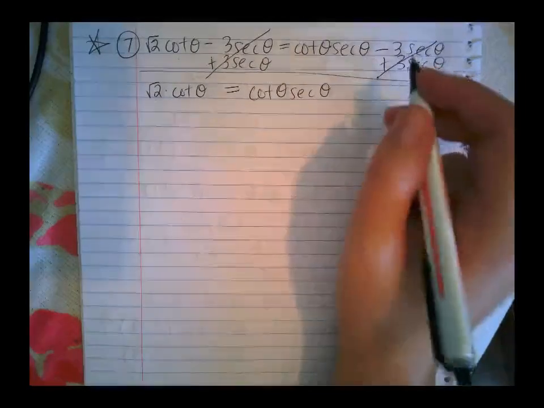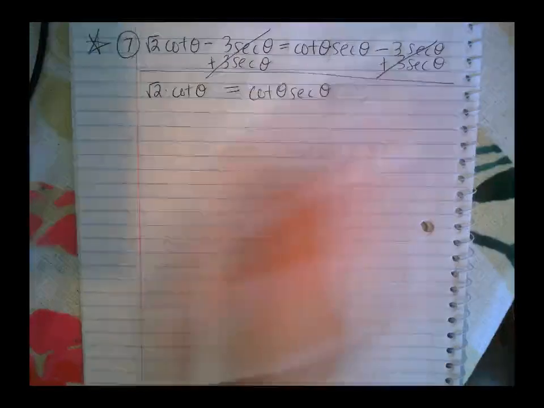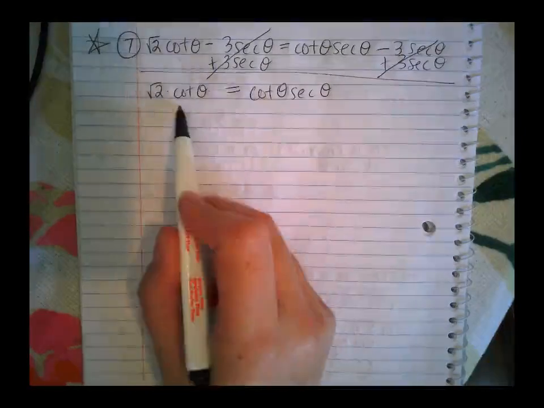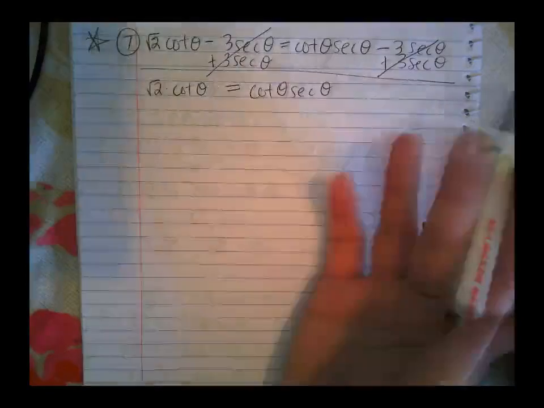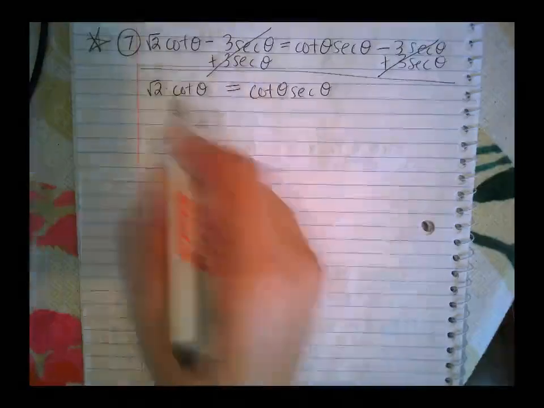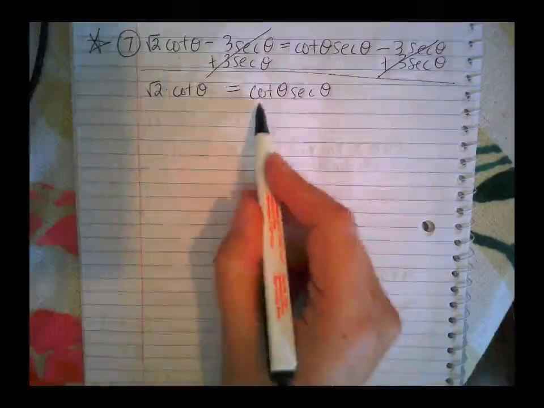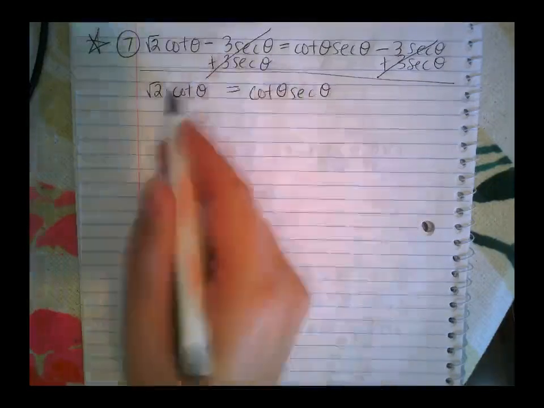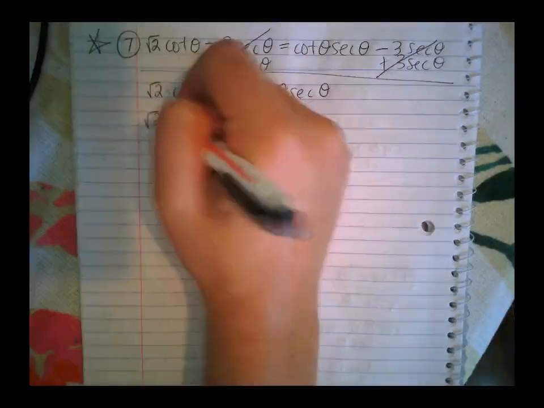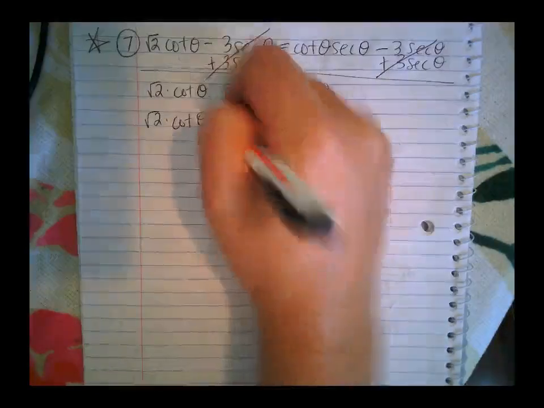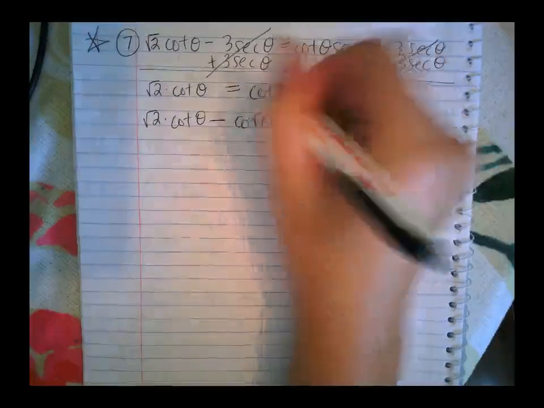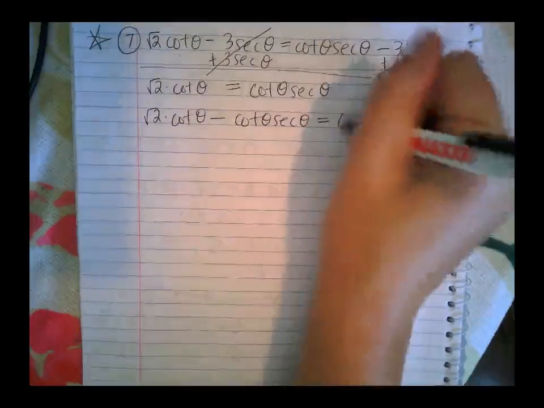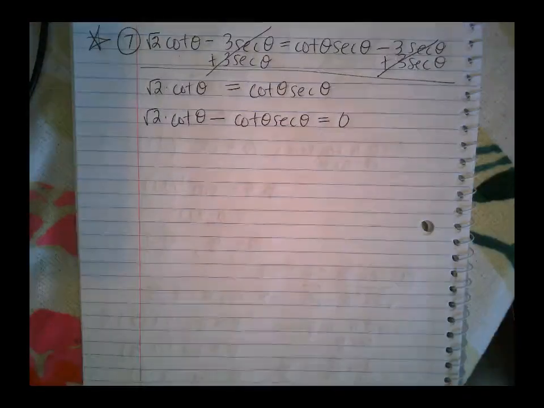So before we can factor, we need this to equal 0. We've got to have it equal to 0. So I need to choose one side to move everything to. Because I don't have anything squared, it doesn't really matter which side I choose. So I'm going to move stuff over to the left. So I'm subtracting this whole chunk over to the left. So I get square root of 2 times the cotangent of theta minus the cotangent of theta times the secant of theta. And because I subtracted him over here, he canceled, and there's a 0 over there.